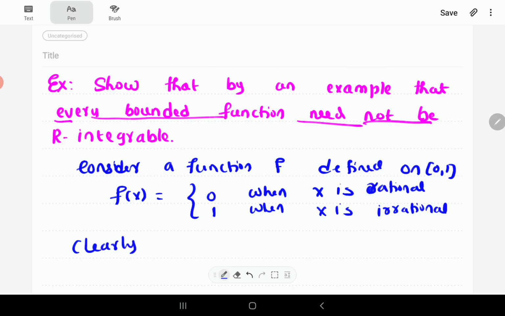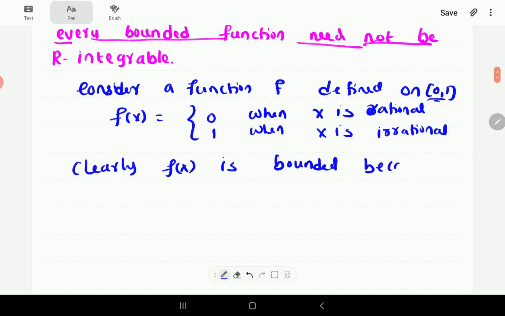Clearly our function f is bounded because we are defining it on the closed interval 0 to 1. Our f of x is between 0 and 1. Clearly f of x is bounded, because f of x lies between 0 and 1. This is true for every x belonging to the closed interval 0 to 1.